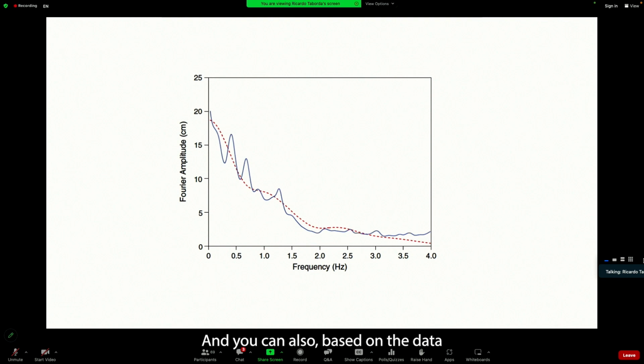And you can also, based on the data, come back to that and gain a sense of how complex or not your source model is, compared to what you infer from the data. So here the red dotted line is that very moderately simple kinematic rupture, and the blue continuous line gives you an idea, in terms of frequency, of how much more complexity the data is telling you about the true source, which you obviously don't know for sure.